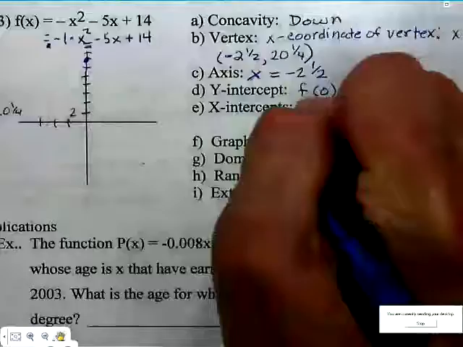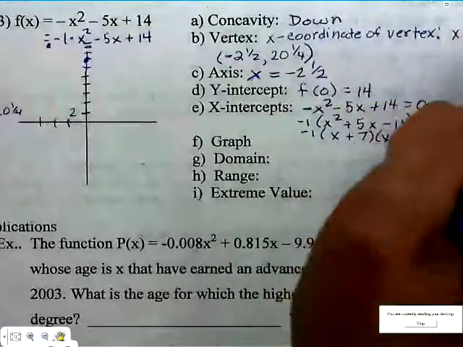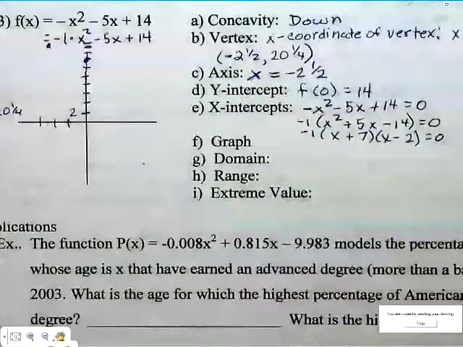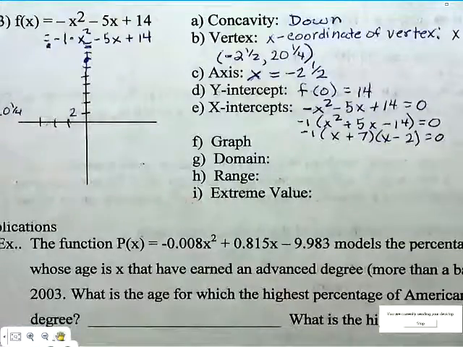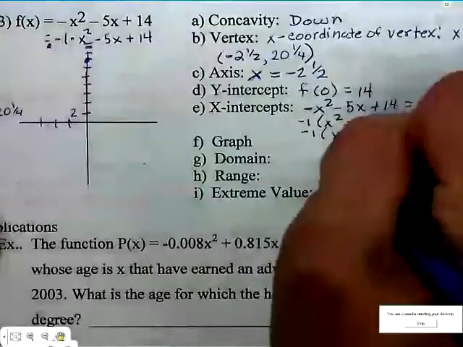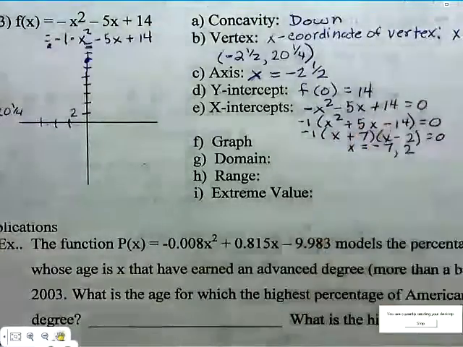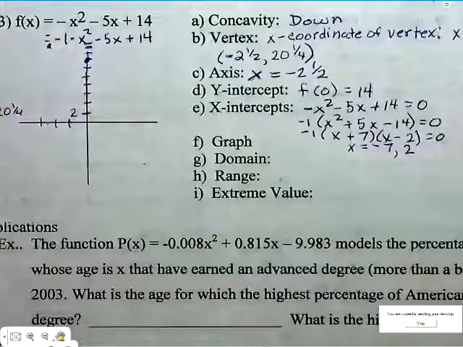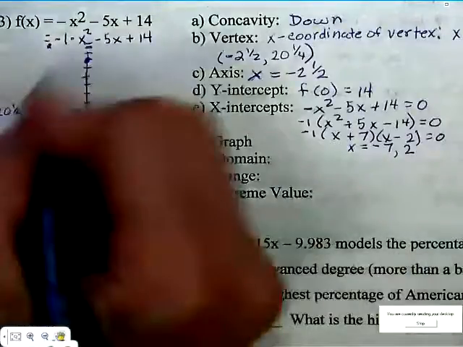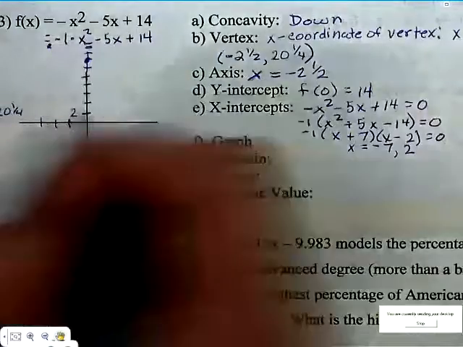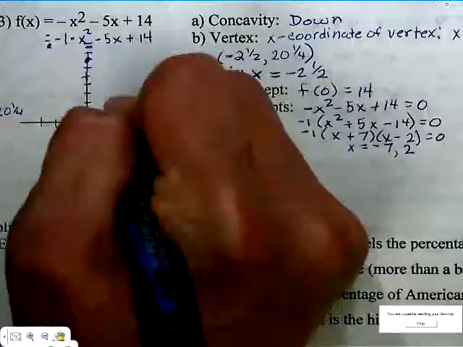-1 times x plus 7 times x minus 2. And check your factoring. When you set -1 equal to 0, does that give you a solution? No. -1 doesn't equal 0 no matter what x is. When you set the other two factors equal to 0, what do you get for the x-intercepts? -7 and +2. Whew. I just need to pick a problem with smaller numbers, because -7 is going to be way out here.